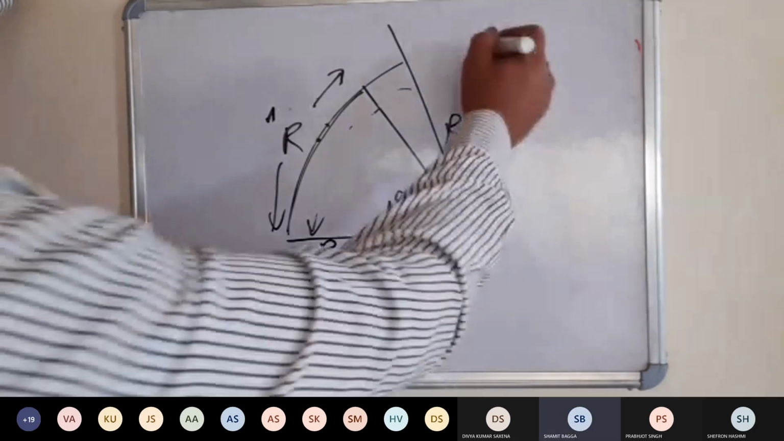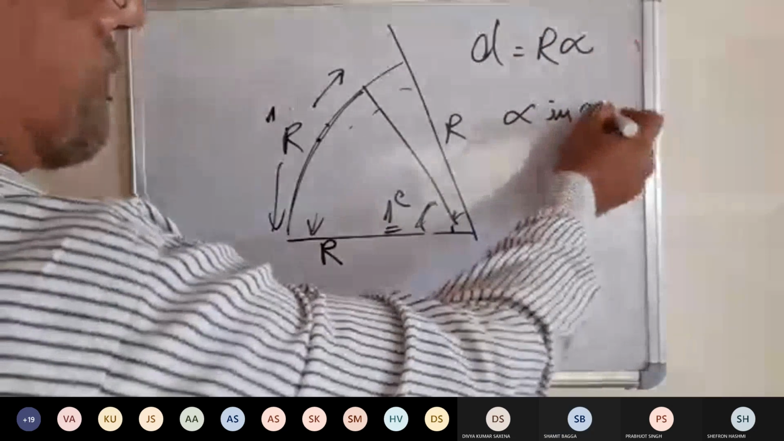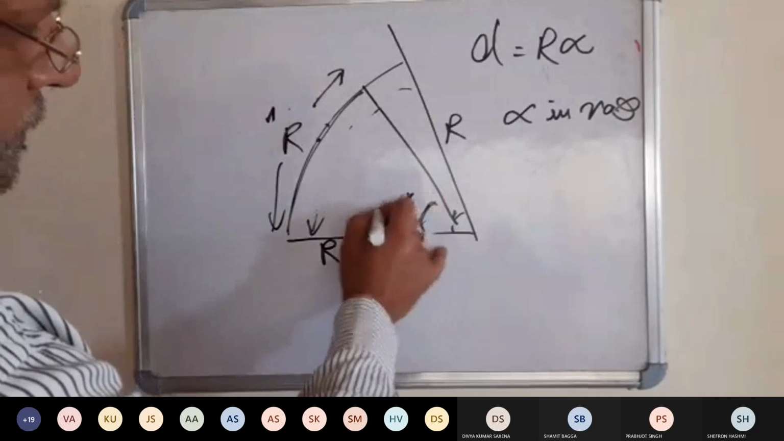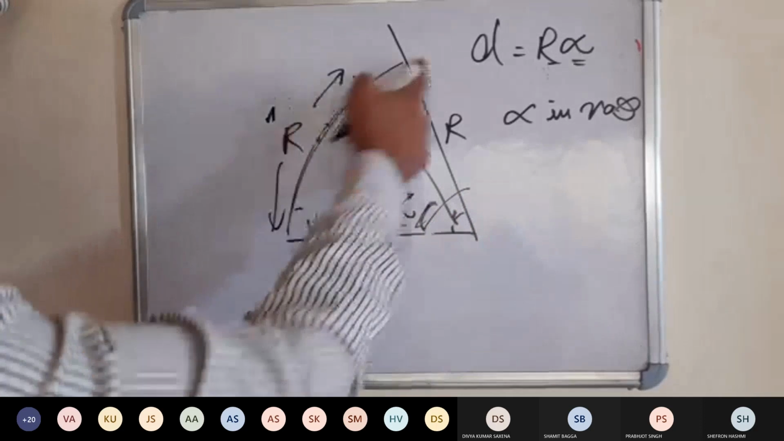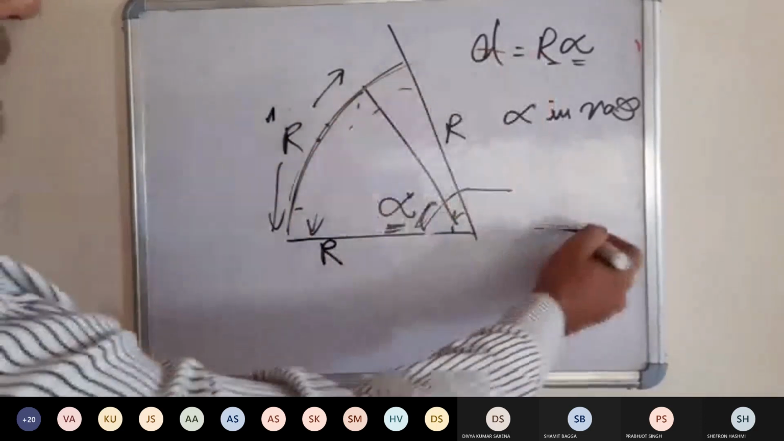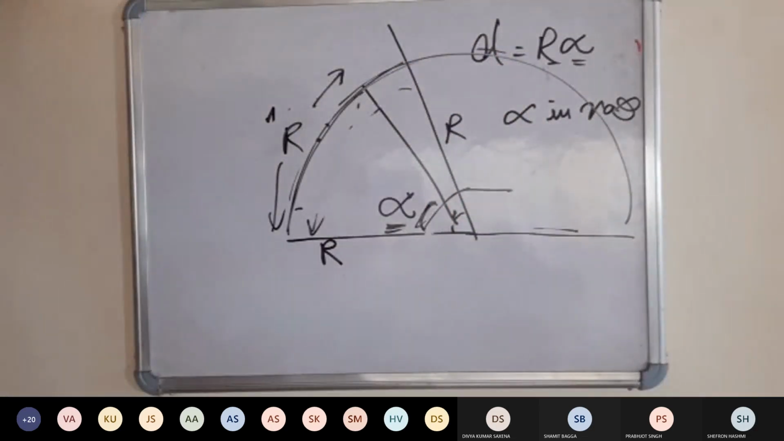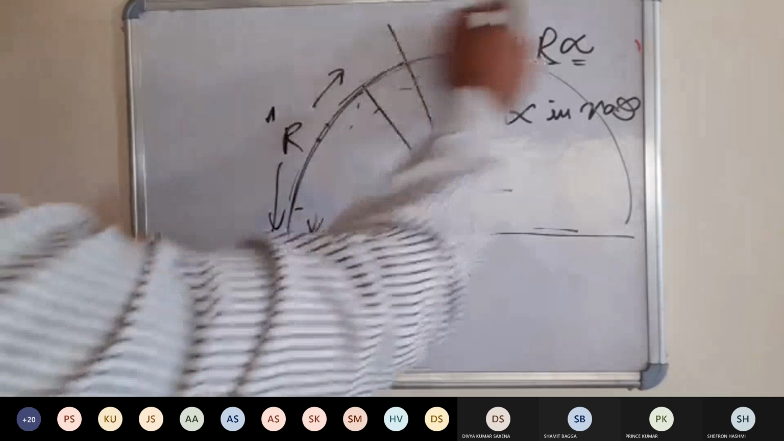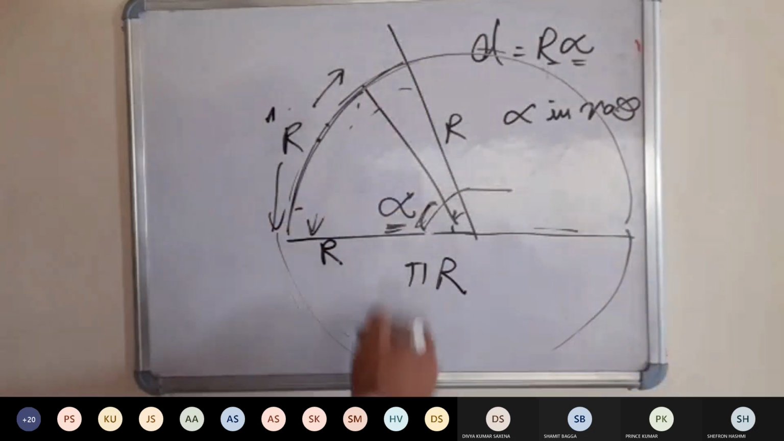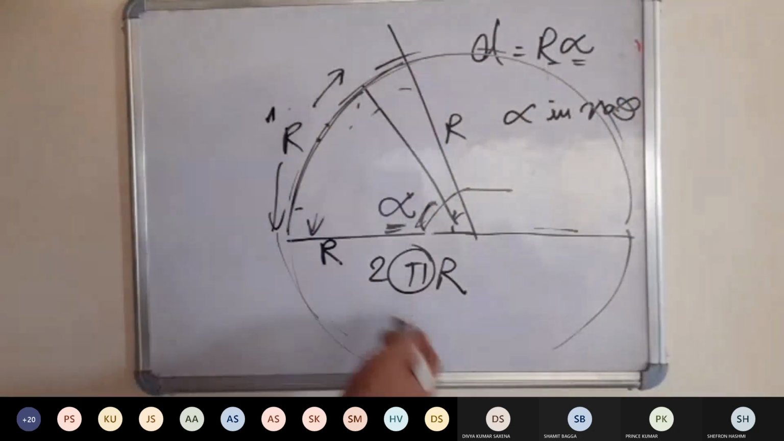Yes, sir. That means d is equal to R into alpha, where alpha is in radians. अगर 1.5 है तो 1.5 R, अगर 2 है तो 2 R, अगर 3 है तो 3 R, और अगर पूरा हाफ सर्किल होगा तो कितना R होगा? 3.14, pi R. That is why we say that the circumference and radius ka ratio is 3.14, or rather 2 pi r. The length of the perimeter is 2 pi r.